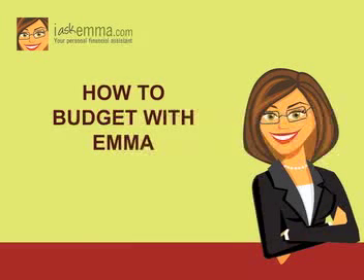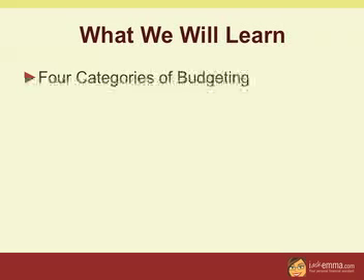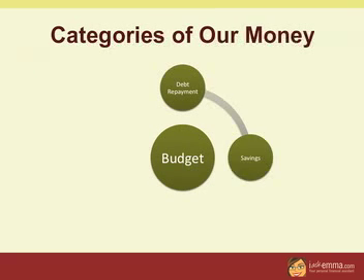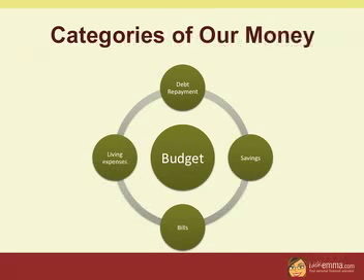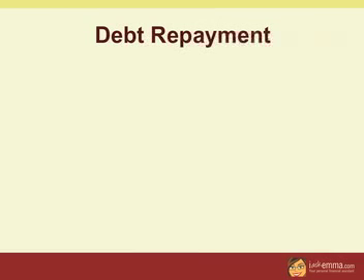Let's talk about how to budget with Emma. In this section, we will discuss the four categories of budgeting: debt repayment, saving for future uses, bills, and our living expenses. The first category of budgeting is debt repayment.